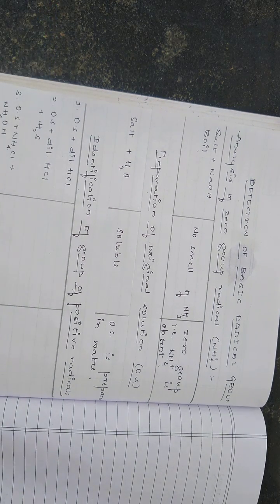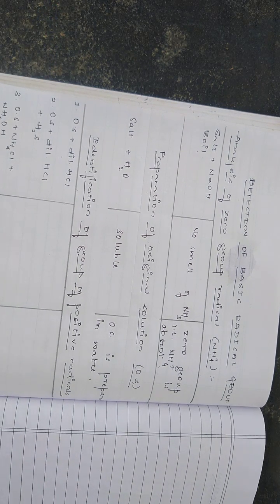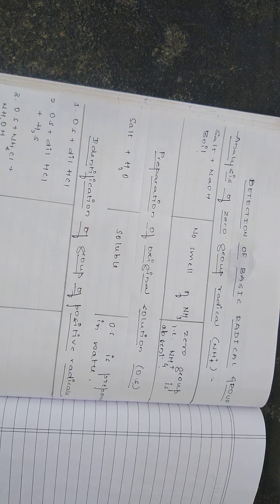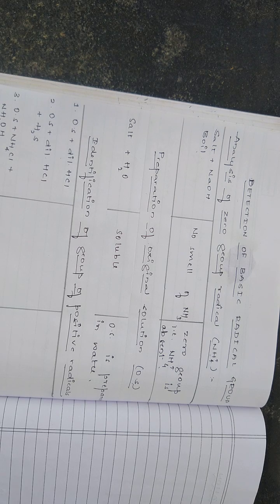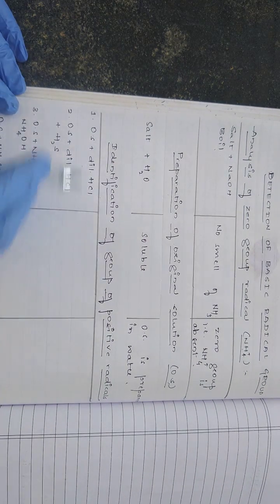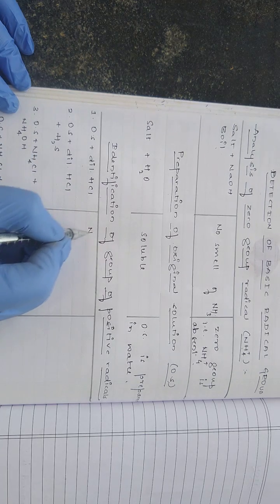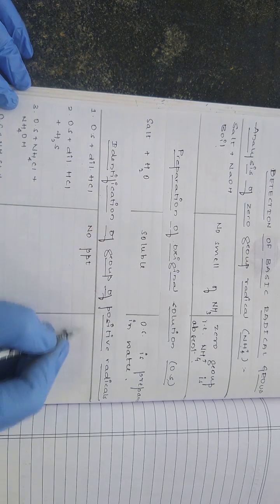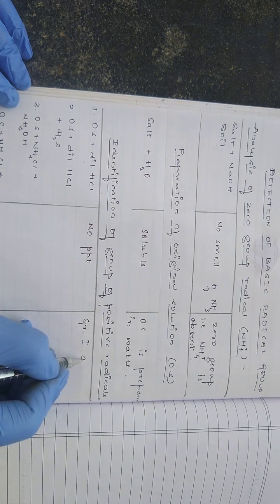Okay, then we will go for identification of the group of positive radical. As I had told in the previous videos also, if zero group is absent, we are not going to perform any test for group 1 and group 2, but we are going to write it down in the notebook, but we are not going to perform that one. If zero group is absent, then we will be going for group 3. So first we will write it down for group 1 and group 2. OS plus dilute HCl, no precipitate. Group 1 absent.